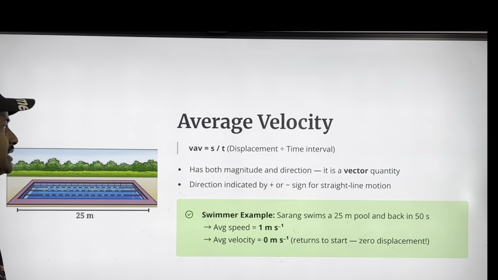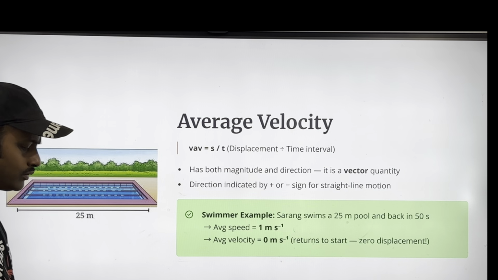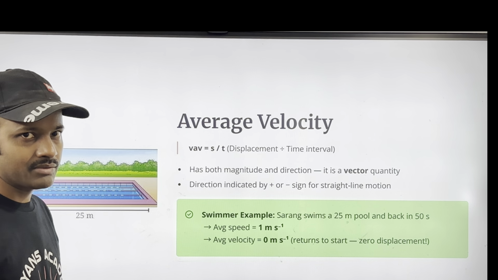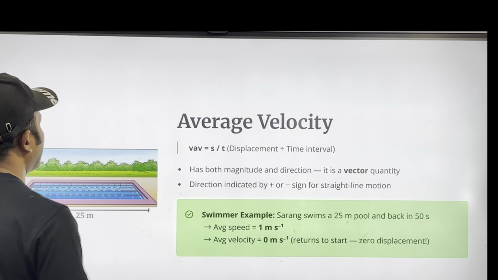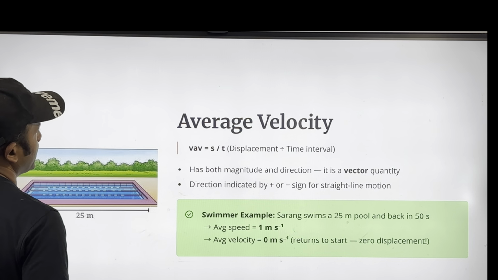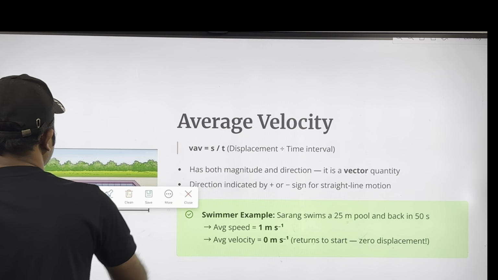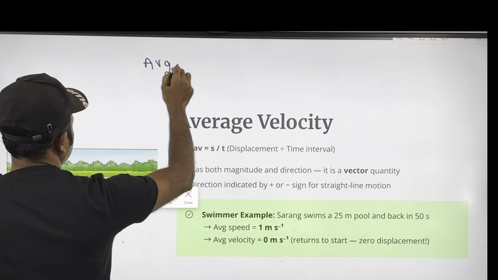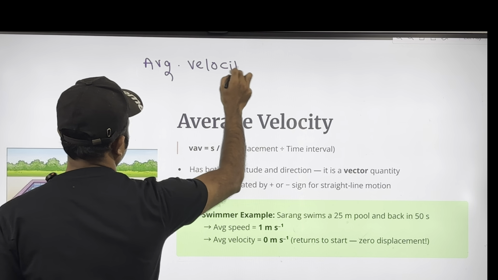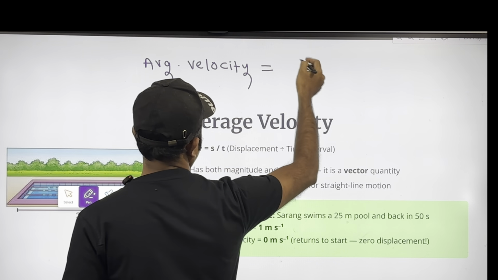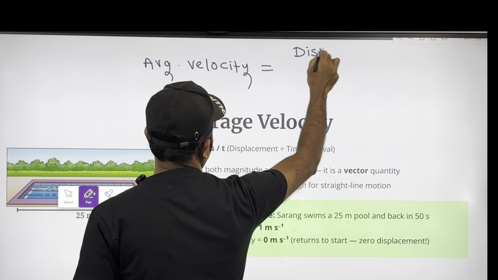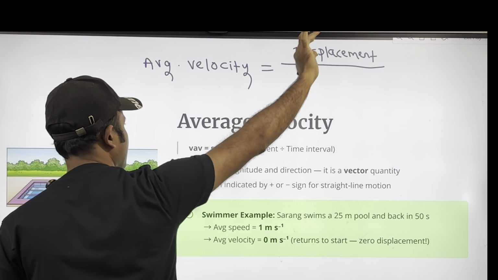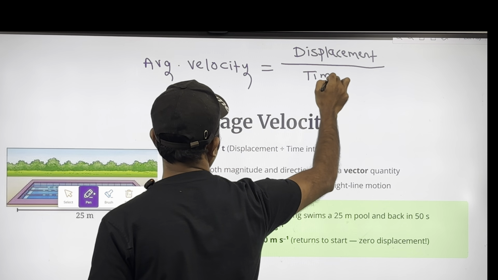So next one, average velocity. We discussed average speed, which is total distance by total time. But how do you consider average velocity? Average velocity means displacement by time. Average velocity equals displacement by time interval.